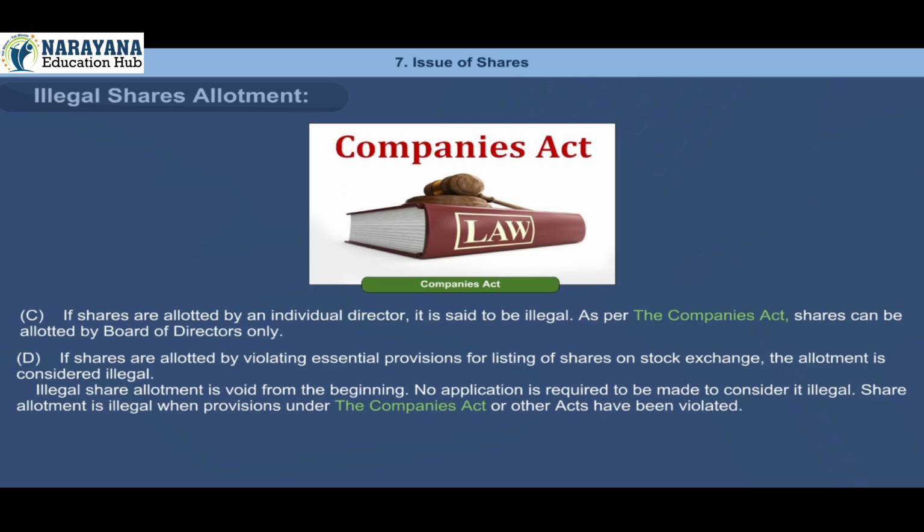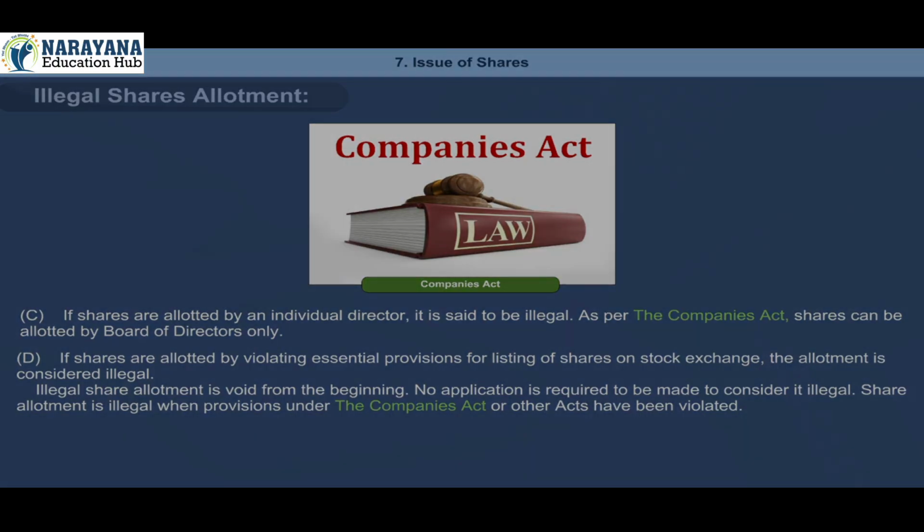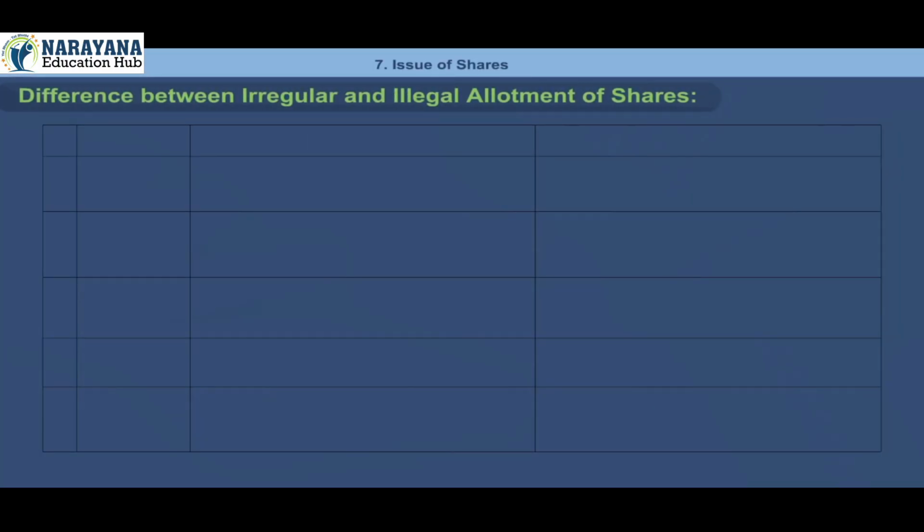illegal. Illegal share allotment is void from the beginning. No application is required to be made to consider it illegal. Share allotment is illegal when provisions under the Companies Act or other acts have been violated. Difference between irregular and illegal allotment of shares.